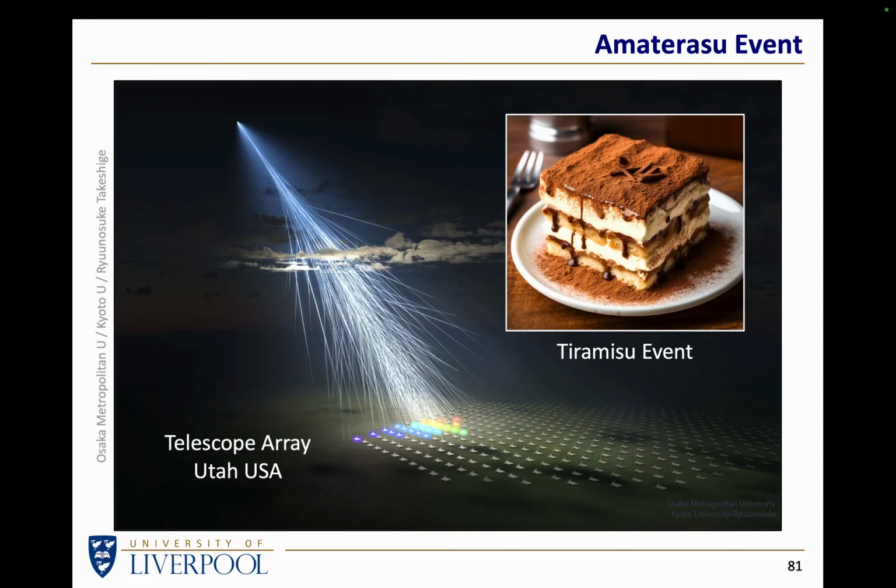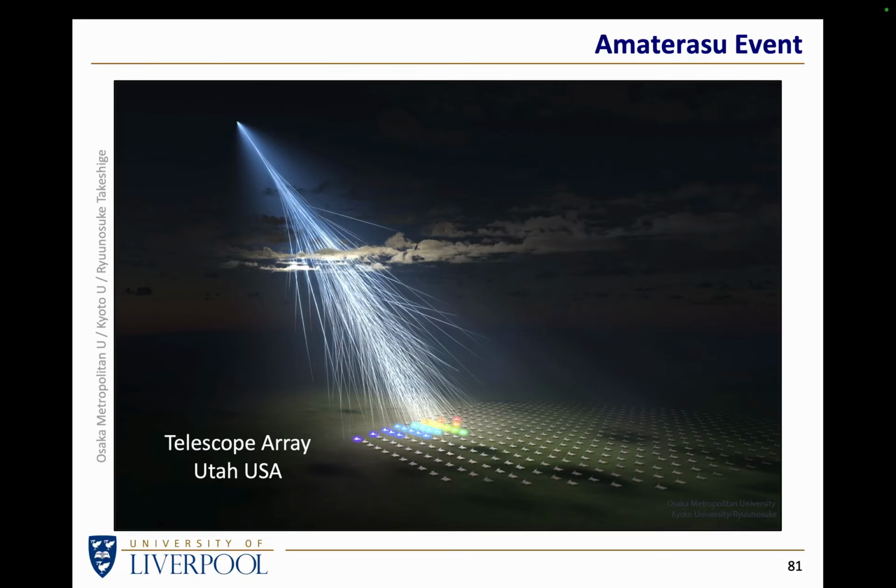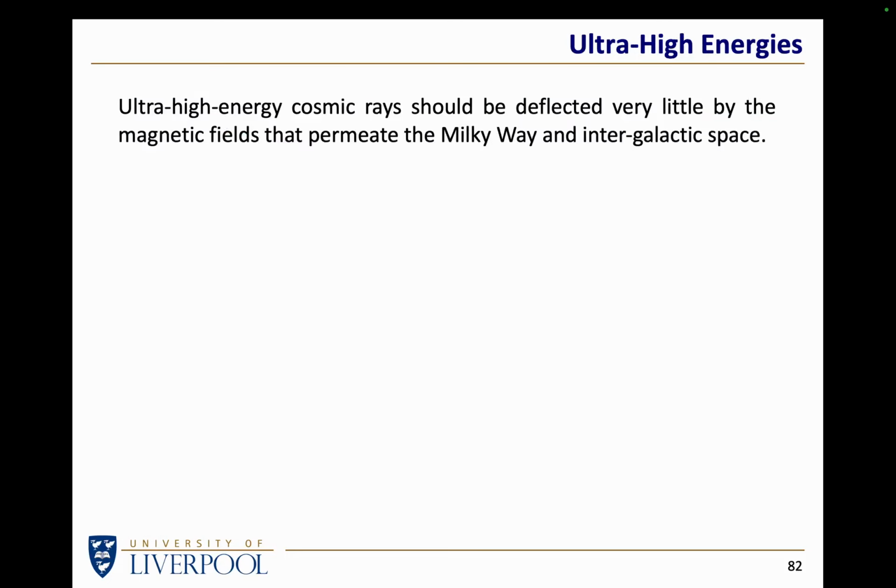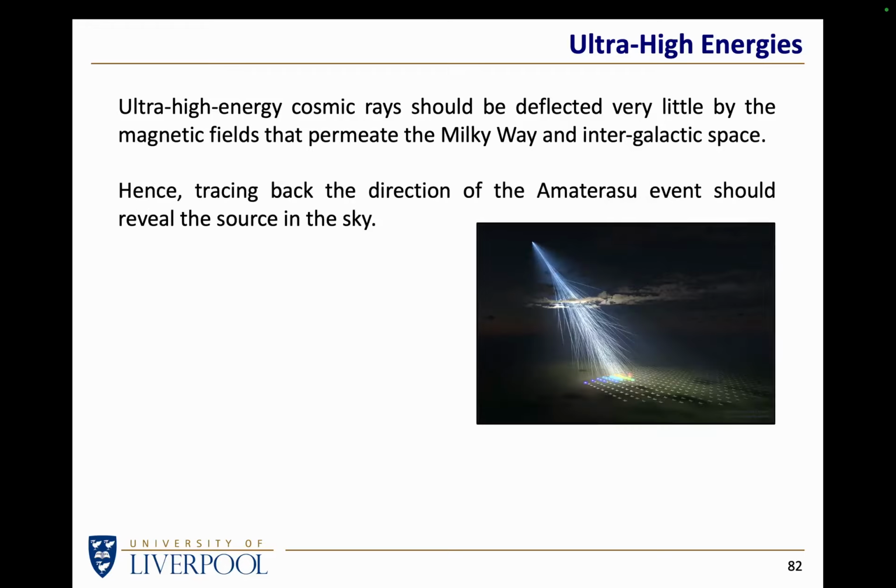So the Amaterasu event was a very energetic event, so in principle, if you detect what's going on at ground level, figure out how much energy was dumped, backtrack it, and find out where this particle came from. Where did this really, really energetic particle come from? Well, we hope that, despite the magnetic fields that permeate the Milky Way and elsewhere, they should be deflected very little. So tracing back from the Amaterasu event should tell us the origin. So they did that. And they traced it back, and the direction they found points to, pause for dramatic effect, nothing.